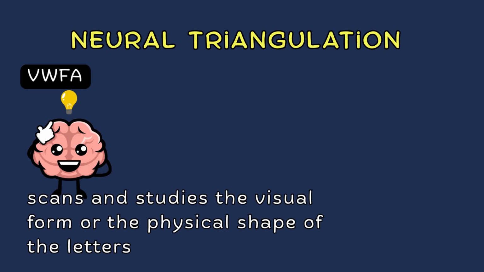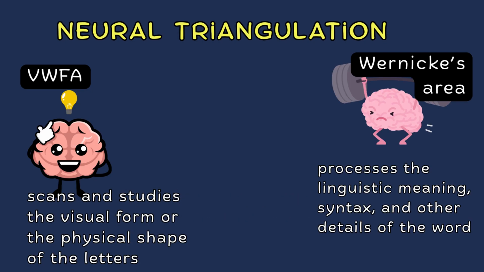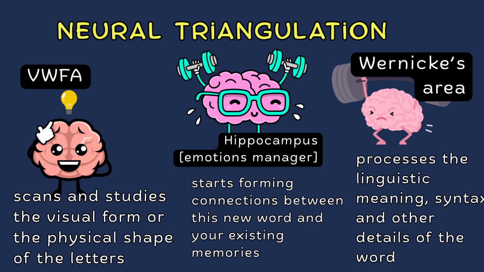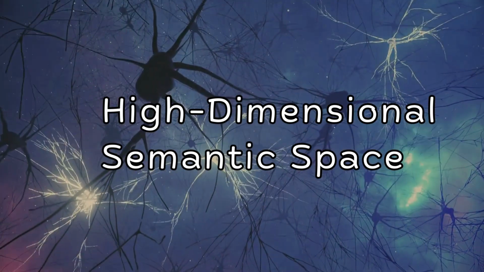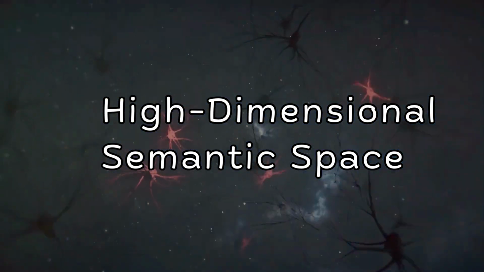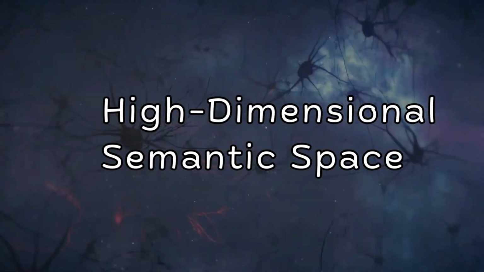A region called the visual word form area, VWFA, scans and studies the visual form or the physical shape of the letters. The second part, called the Wernicke's area, processes the linguistic meaning, syntax, and other details of the word. The hippocampus, the emotion manager, starts forming connections between this new word and your existing memories. Using these details, the brain constructs a high-dimensional semantic space where it pins the word based on its neighboring words.